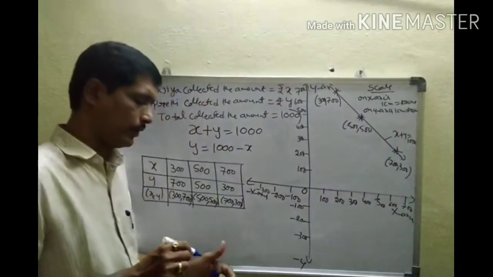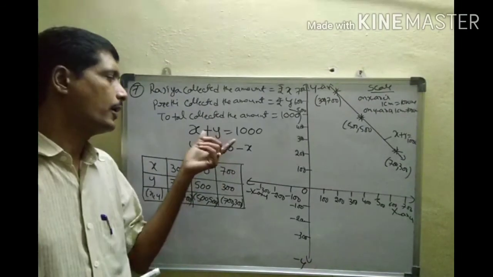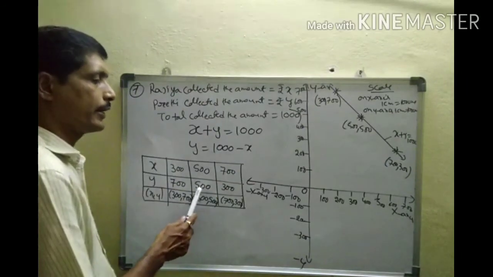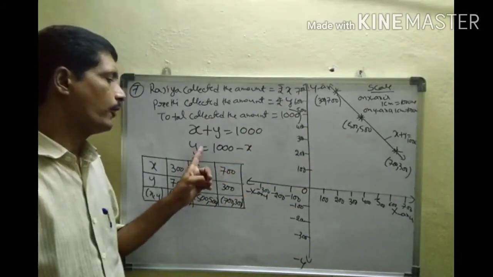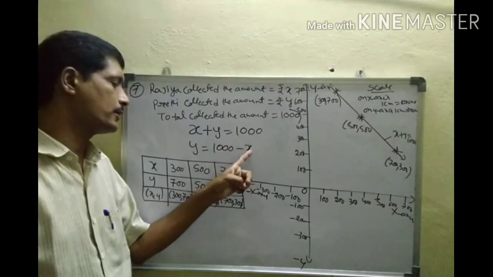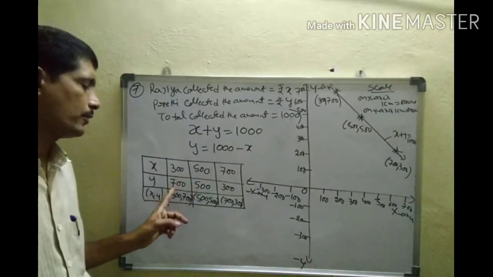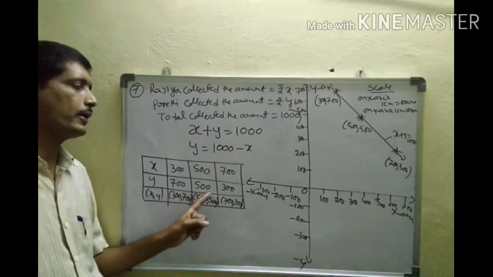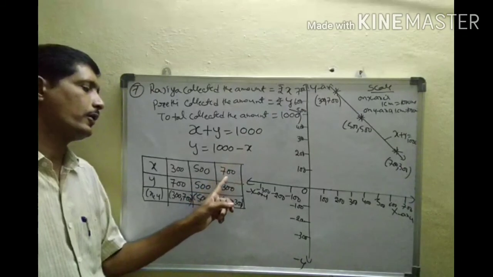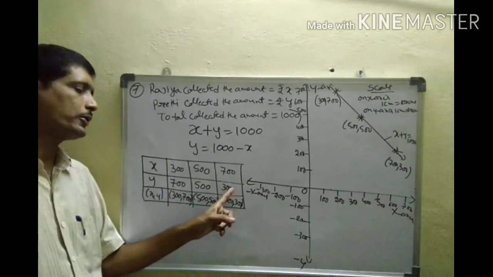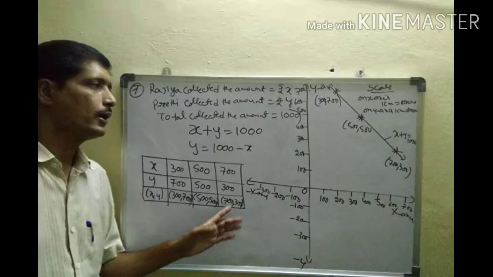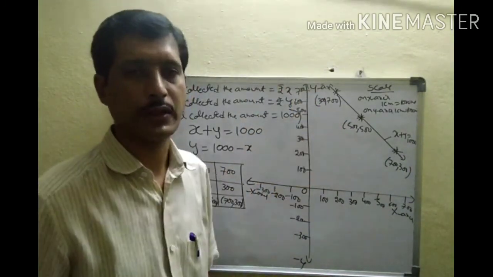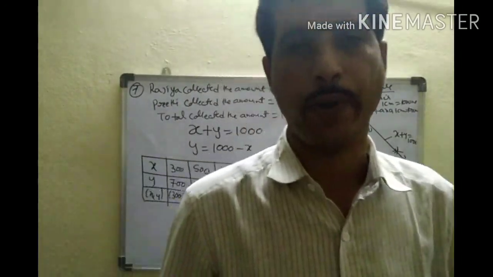Okay, therefore any word problem is converted into a linear equation, then draw the table, and here y equal to 1000 minus x. Substitute x values: 300, get y value 700; x value 500, y value also 500; next x value 700. Therefore here x value increases, y value decreases. Okay, you plot the points on a graph, therefore that is a straight line only. All these problems everyone practice in a graph book.